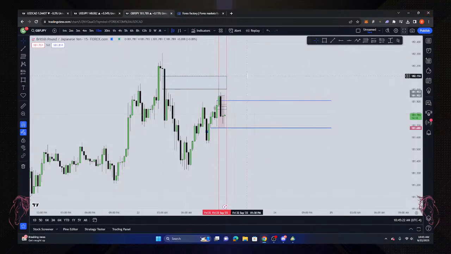Some trades while you're swing trading could last a whole day. Some of them could last a few hours, and some of them could last multiple days. You just have to set and forget when it comes to swing trading.